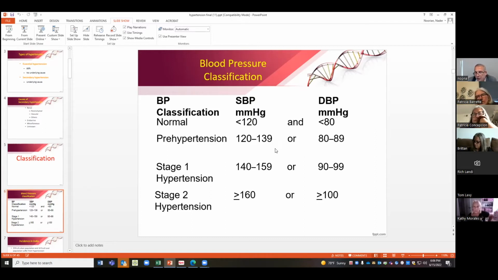Stage 2 hypertension is over 160. Actually, stage 2 goes from 160 to 179 systolic, and 100 to about 119 diastolic. And then there is another case of severe hypertension, and that severe hypertension is usually over 180 over 120. Okay, so we see that periodically, but those are the ones that usually require emergency services, people that are seen in the emergency department.